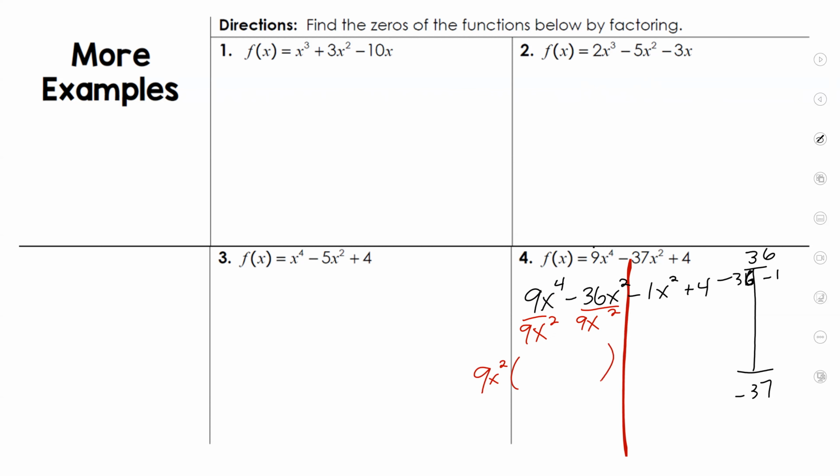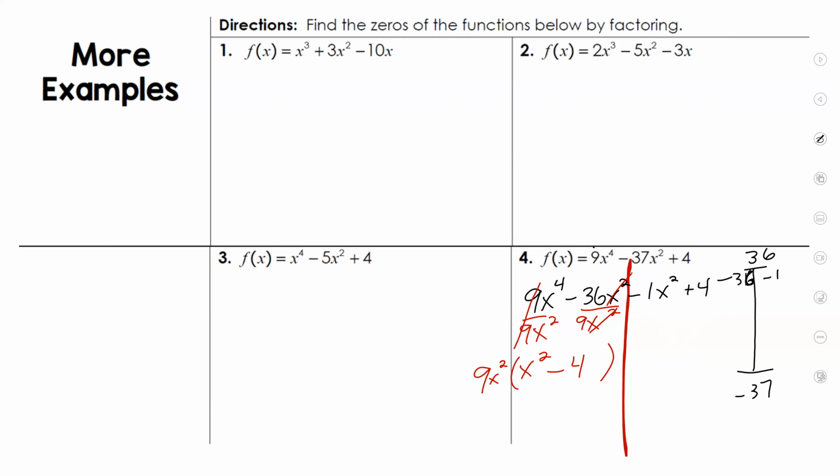That'll go on the outside. 9 divided by 9 will cancel. I have 4 x's on top, 2 on the bottom, so I'm left with x squared. Minus, what's 36 divided by 9? 4, and those x squares will cancel. So we did that side.